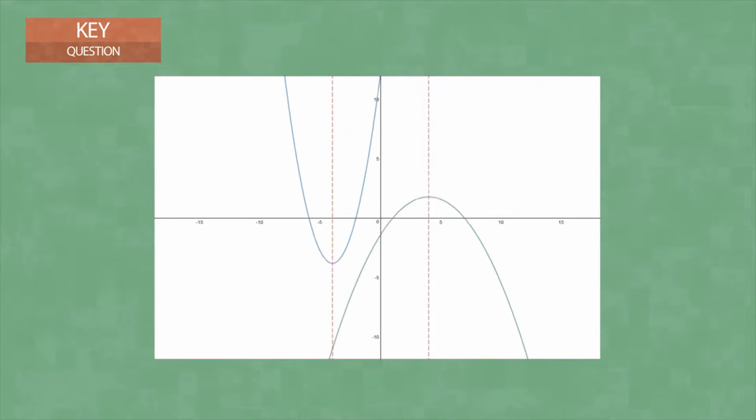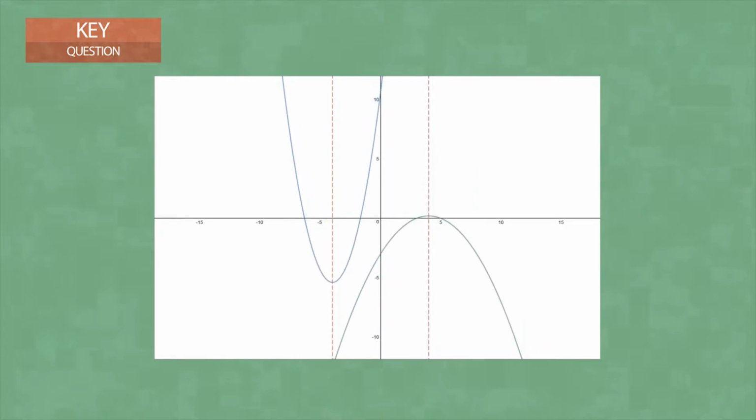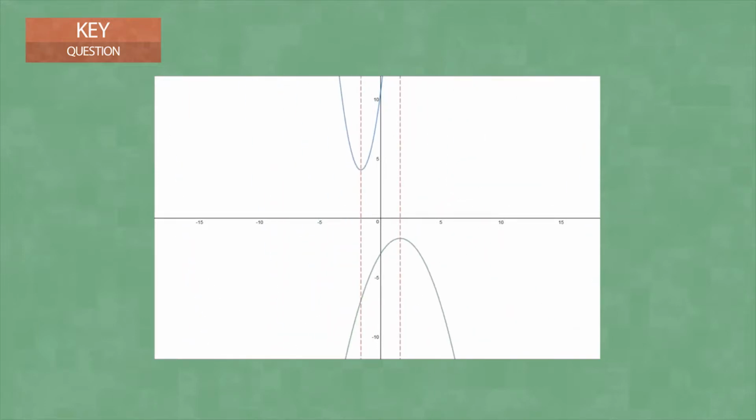Does the line of symmetry change if you shift the graph up or down? This relates to changing the constant term of the equation. What about if I change the quadratic term? What about the linear term?